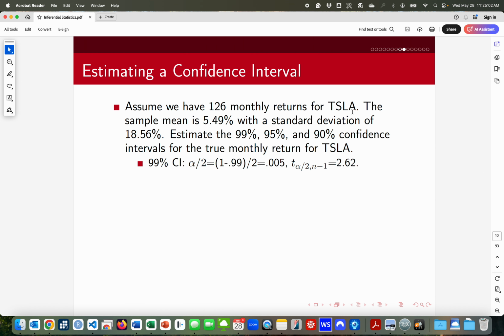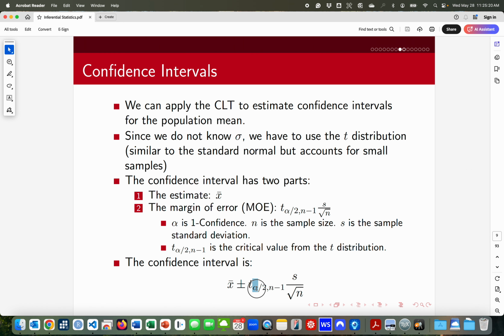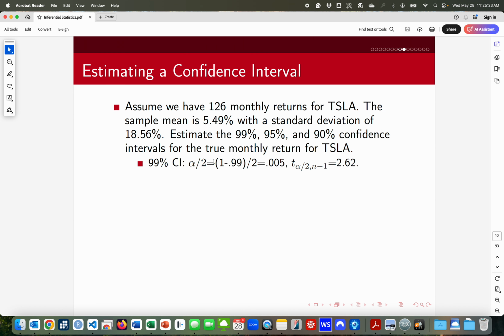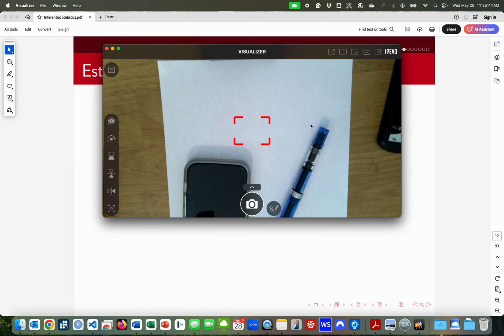So for a 99% confidence, our alpha is going to be 1 minus confidence. So alpha in this case would be 1%, but we always use alpha divided by 2. So notice right here, this is alpha over 2. We're going to take that alpha and divide it by 2, and that gives us 0.005. Our t alpha over 2 for n minus 1 degrees of freedom is 2.62. I'm going to show you how to get that number later, but for right now, this is the number that we have. So let me see if my document cam will work here, and I'll write out the pieces of the puzzle.